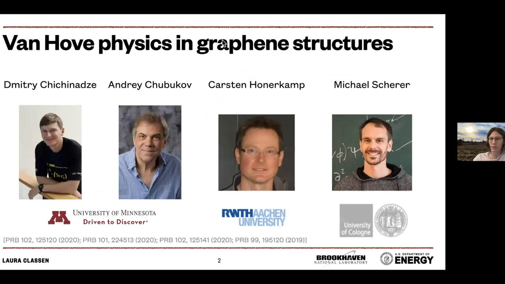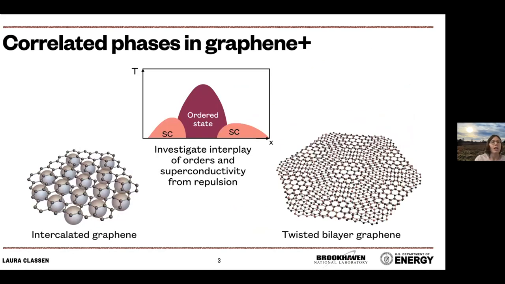This collection is basically from these four papers, and I'm going to try to put them in context and compare them in the end. The results have been obtained in collaboration with these four wonderful people, Dimitri Shishinadze, Andrei Chubukov, Carsten Honerkamp, and Michael Scherer. My basic motivation here is to investigate the interplay or competition of orders in graphene-based heterostructures, motivated by systems like these two, intercalated graphene and twisted bilayer graphene. In particular, I'm interested to understand how you can get superconductivity from repulsive interactions in the vicinity of such an ordered state.